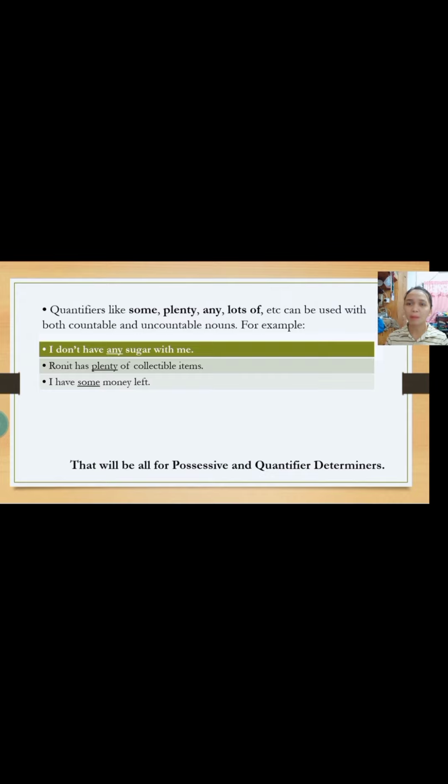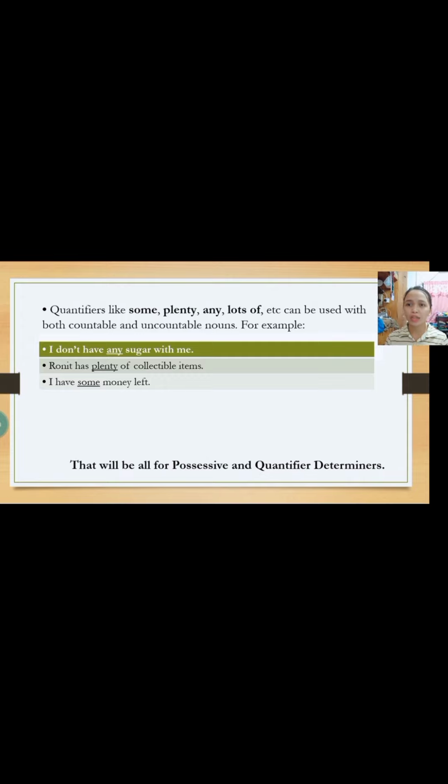Quantifiers like some, plenty, any, lots of, and etc. can be used with both countable and uncountable nouns. For example, I don't have any sugar with me. Any is the quantifier determiner because it refers to sugar. And in this sentence, let us say it is neutral because it can be considered as countable or uncountable nouns.